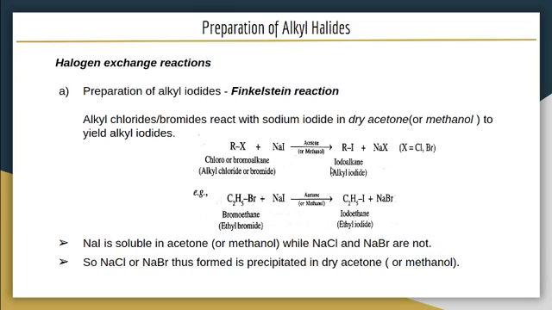So in this reaction we are simply replacing one halogen with another halogen. The halogens being exchanged are chlorine or bromine from the reactant, that means we are replacing the chlorine or bromine atom with the iodine atom from sodium iodide. So this is a specific method for the preparation of alkyl iodides.